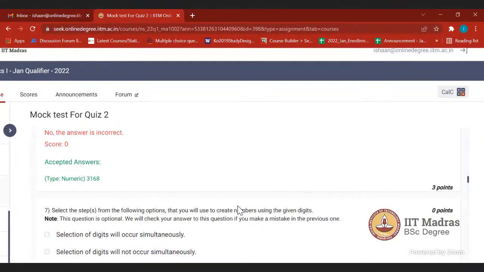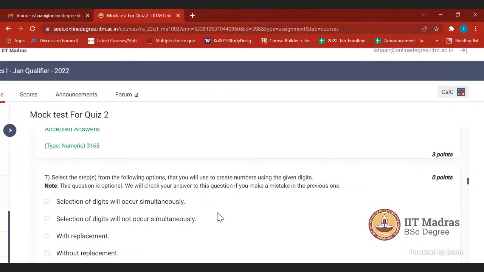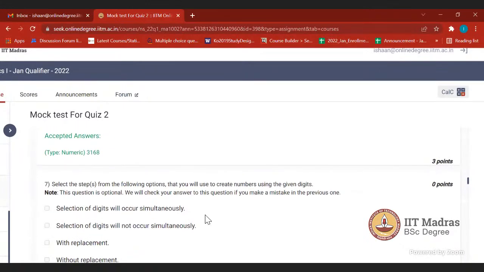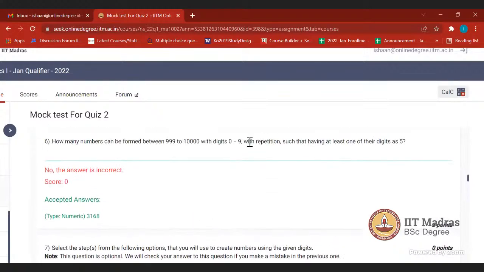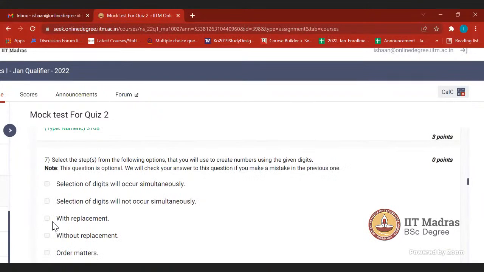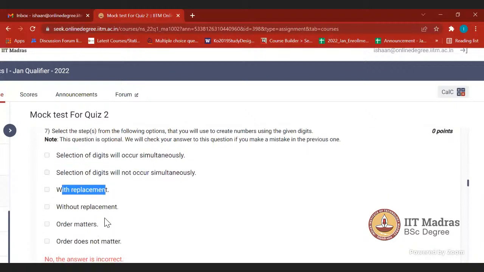Moving further, again, this thing. Selection of digits will occur simultaneously. Yes, you are selecting 4 digits together or at the same time only, right? Repetition is allowed, so you can have it with replacement. With replacement represents with repetition only. You can consider it more or less the same thing. Order does matter because number 1, 2, 3 is not the same as number 3, 2, 1. So the order in which you arrange the digits matters, right?